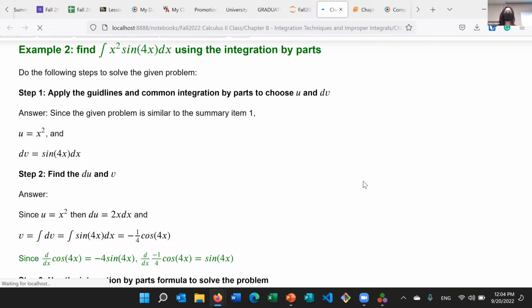First, we look at the guidelines, the common integrals. With this particular problem, we are going to choose u to be x squared and dv to be sine 4x dx. Does everybody agree? Let's go back to the common ones again. Yes, there's a common one they gave you. Do you see the summary of common integrals using integration by parts? They told you.